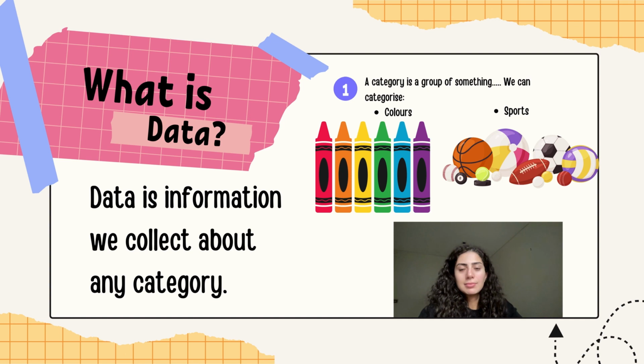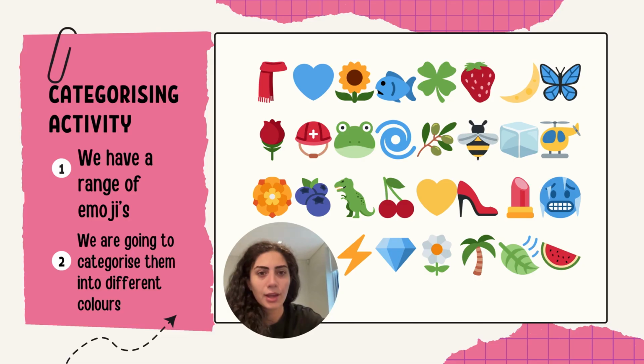What is data? We know from maths that data is information that we collect about any category. But what's a category? A category is a group of something. Based on our data, we can categorize the information on colors, sports, genders, class size, hair color, eye color.